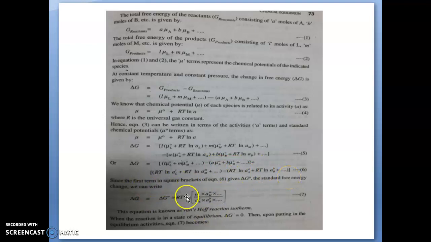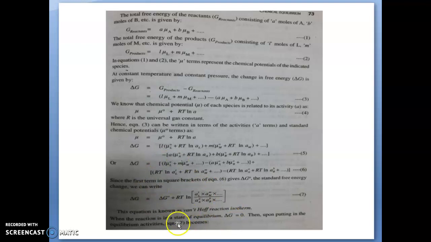Since the term in the square bracket in equation 6 gives delta G0, this will be delta G0. So we can write that delta G will be equal to delta G0 plus RT ln of A_L raised to L into A_M raised to M, and so on. This equation is known as the Van't Hoff reaction isotherm.